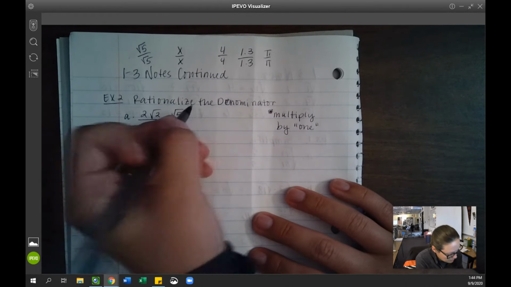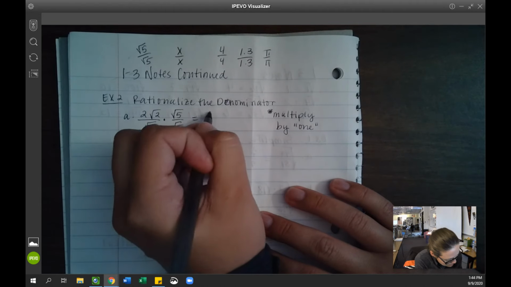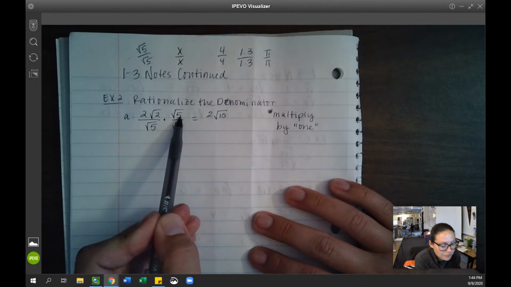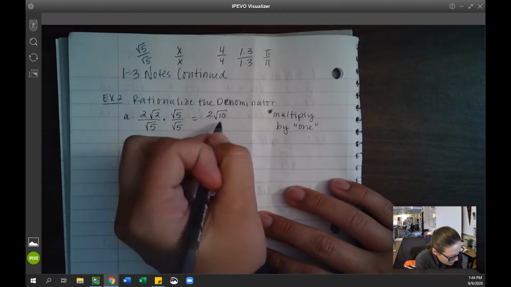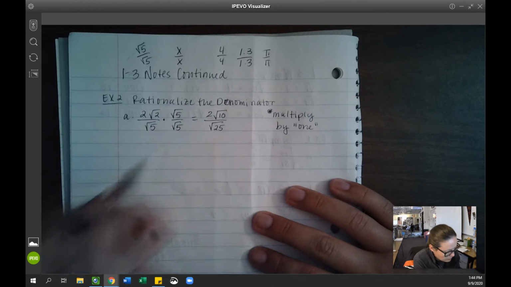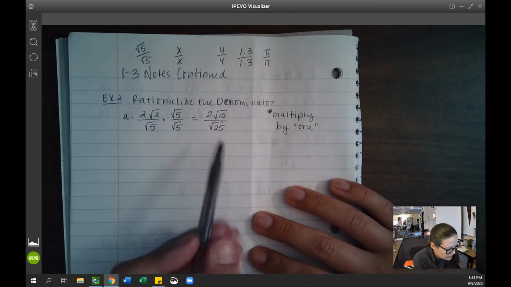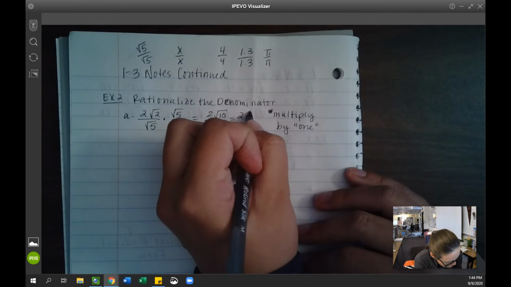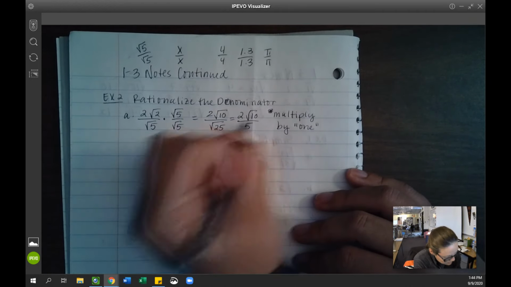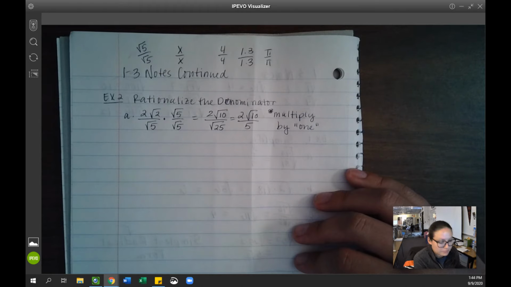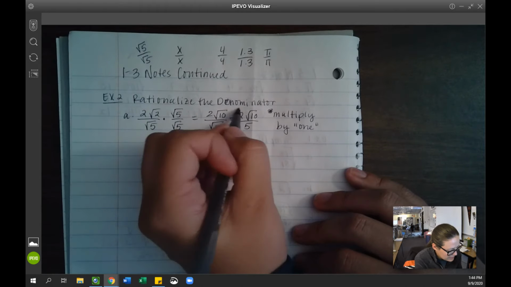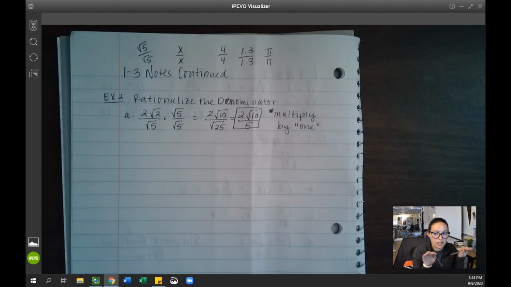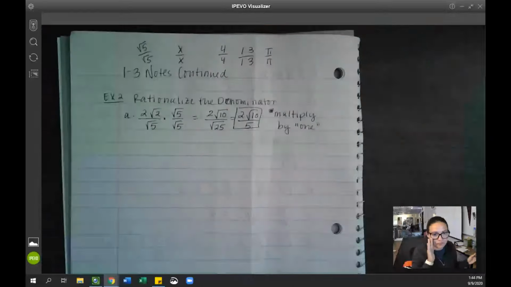All right, now what do we get from that? Well, I'm going to multiply across, so I get 2 times the square root of 10, because I do 2 times 5. And then I'm going to do the square root of 5 times the square root of 5, which is the square root of 25. Square root of 25, I can actually take the square root of that, which gives me 2 times the square root of 10 over 5. And that's it, because now my denominator is a rational number. 5 is a rational number, so I'm done. I don't have to do anything else.